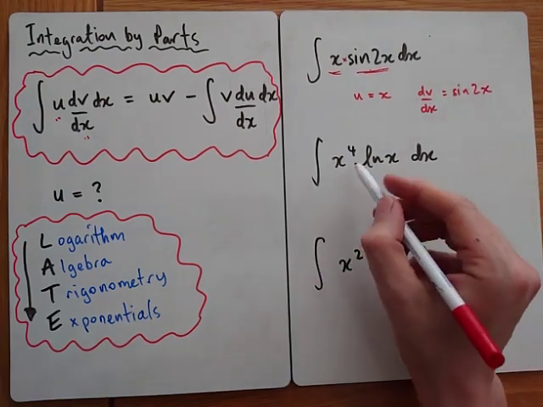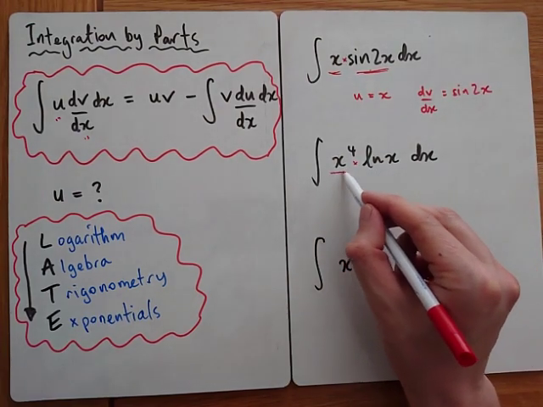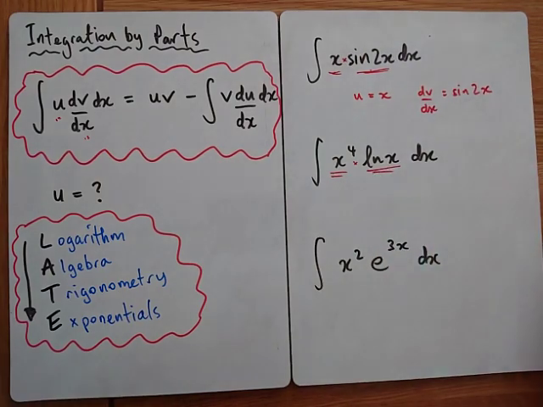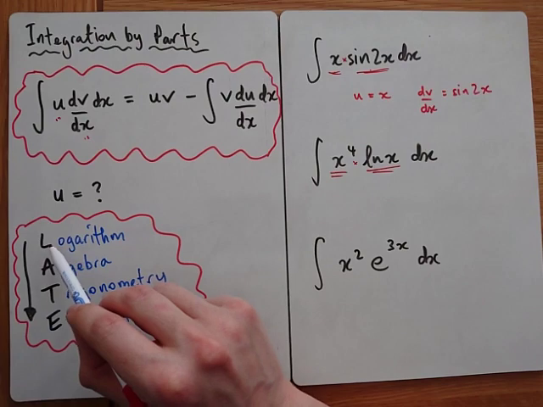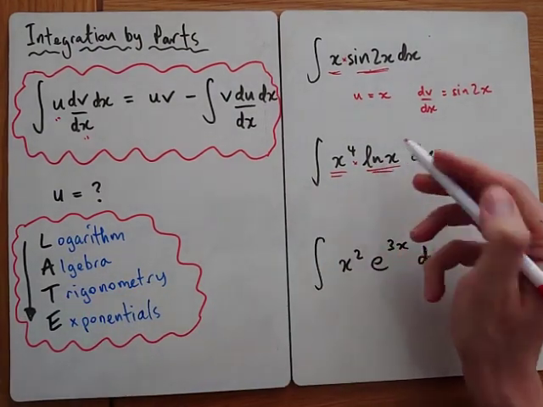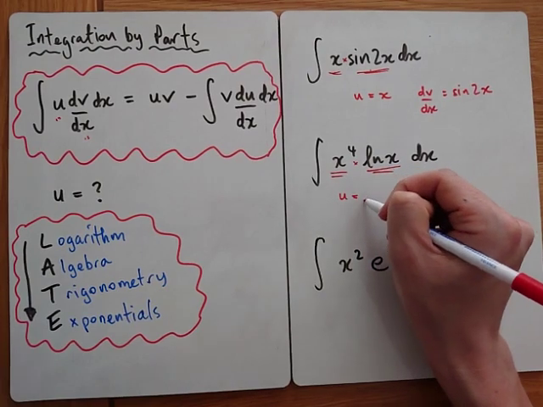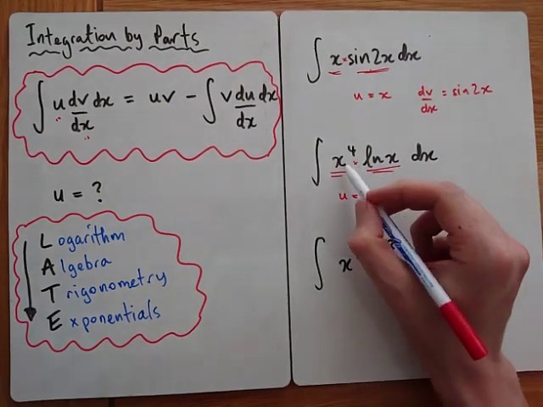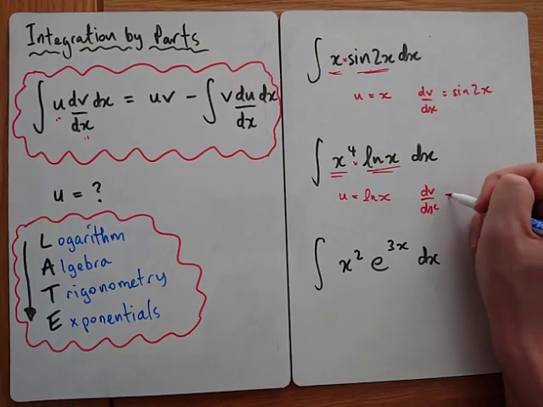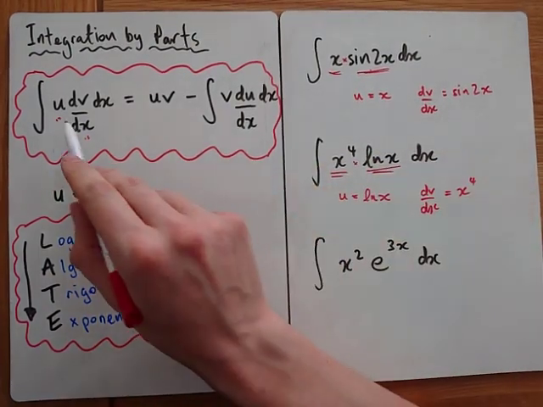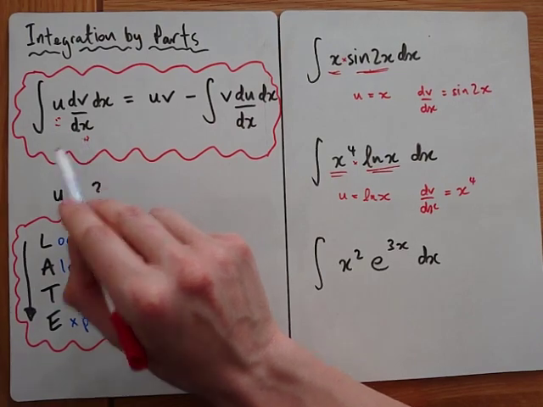For this next one, again, we've got two things multiplied together. You might think, let's let u equal x to the 4, but you don't, because if you think about the LATE rule, if there's a logarithm, this is going to be u. So u would equal ln x, and that means dv by dx would equal x to the 4, because we're calling one part u and one part dv.